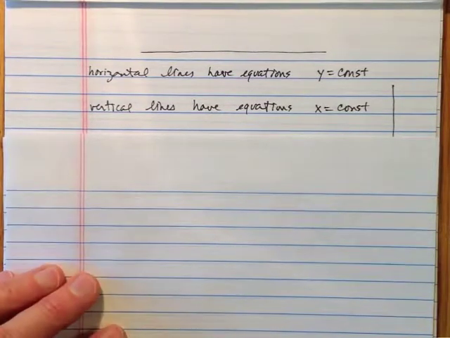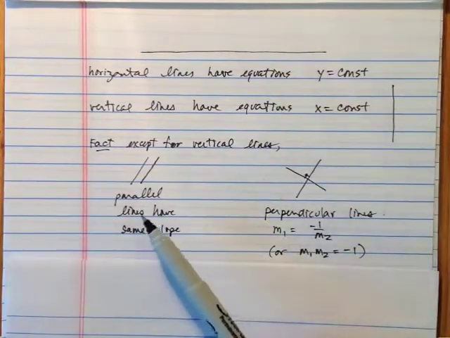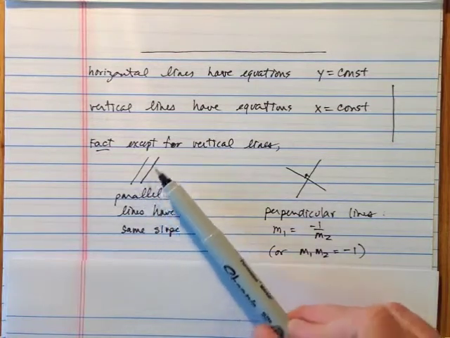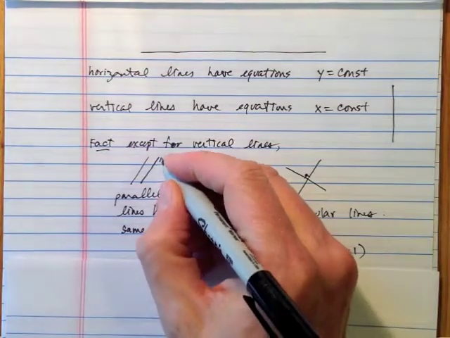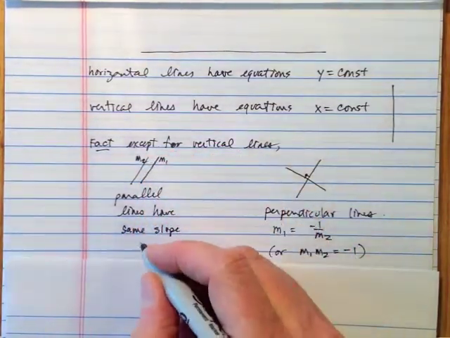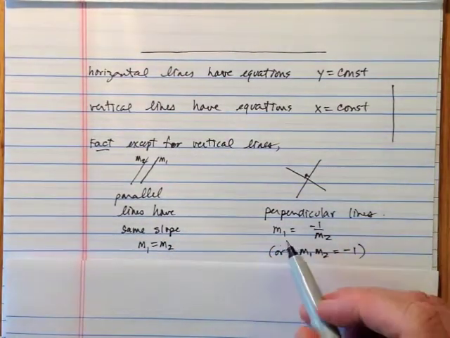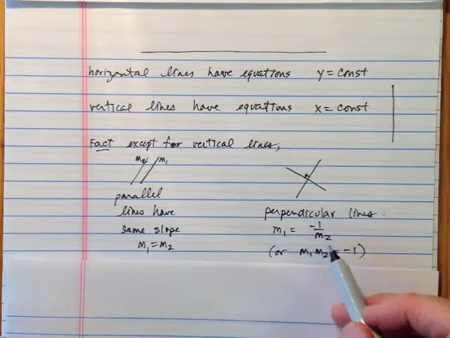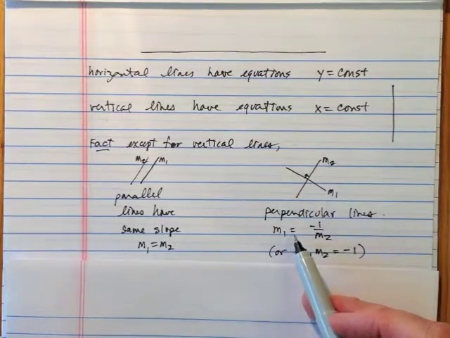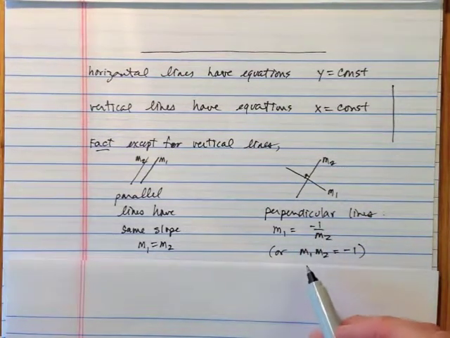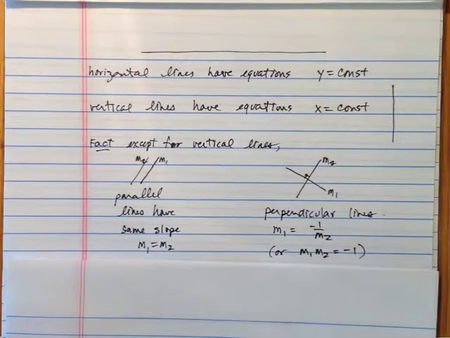So here are some facts that are useful about lines, except for vertical lines, which don't have slope. Slope tells us everything about parallelism and perpendicularity. Parallel lines have the same slope. If this line has slope m1 and this one has m2, then m1 has to equal m2. And perpendicular lines have slopes that satisfy this: m1 is the negative reciprocal of the other. If that has slope m1 and this has slope m2, then m1 is negative 1 over m2. Or the shorter way to say that, though it seems to really puzzle students when I do, is that m1 times m2 has to equal negative 1.